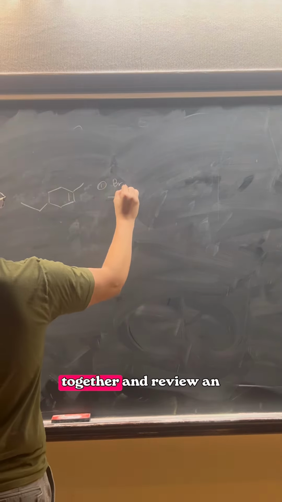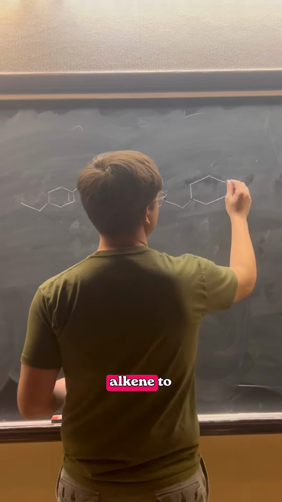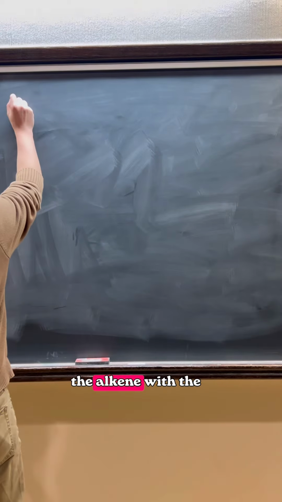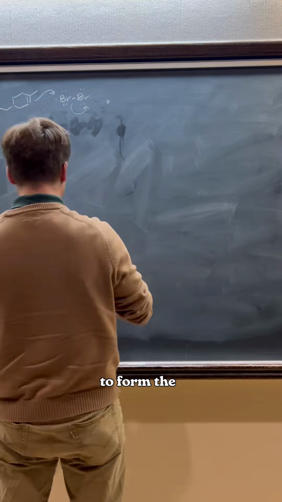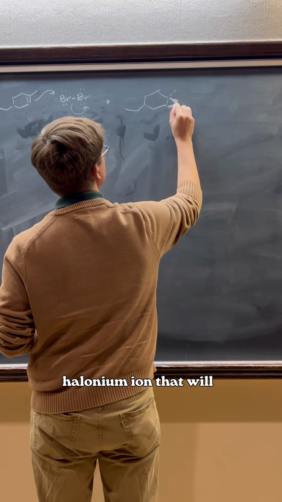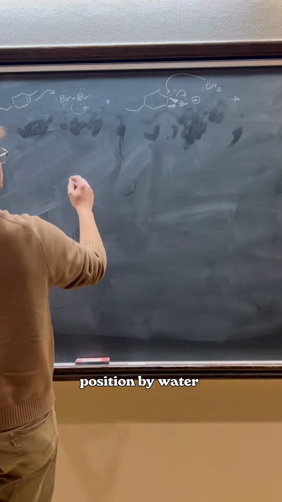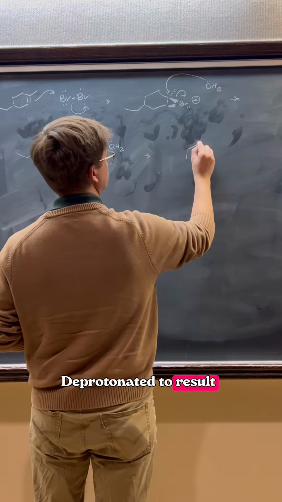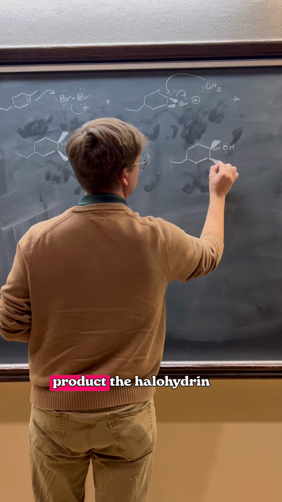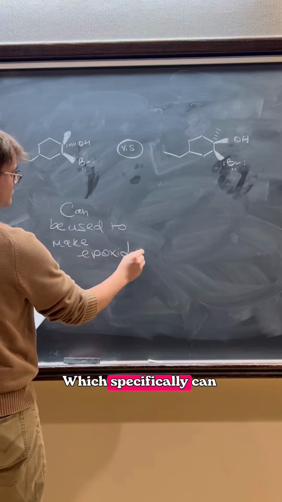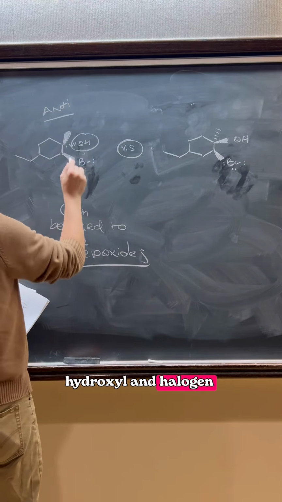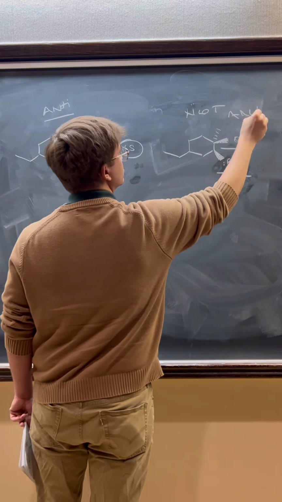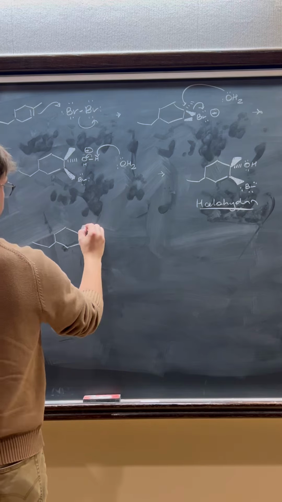So let's put it all together and review an example of taking an alkene to an epoxide through this two-step process. First, we'll react the alkene with the halogen to form the three-membered cyclic halonium ion that will get attacked at the more substituted position by water, forming our oxonium ion that gets deprotonated to result in our first product, the halohydrin, which specifically can be used because the hydroxyl and halogen groups are placed anti-periplanar to one another, which will allow for the backside attack of the SN2 reaction to occur later on.